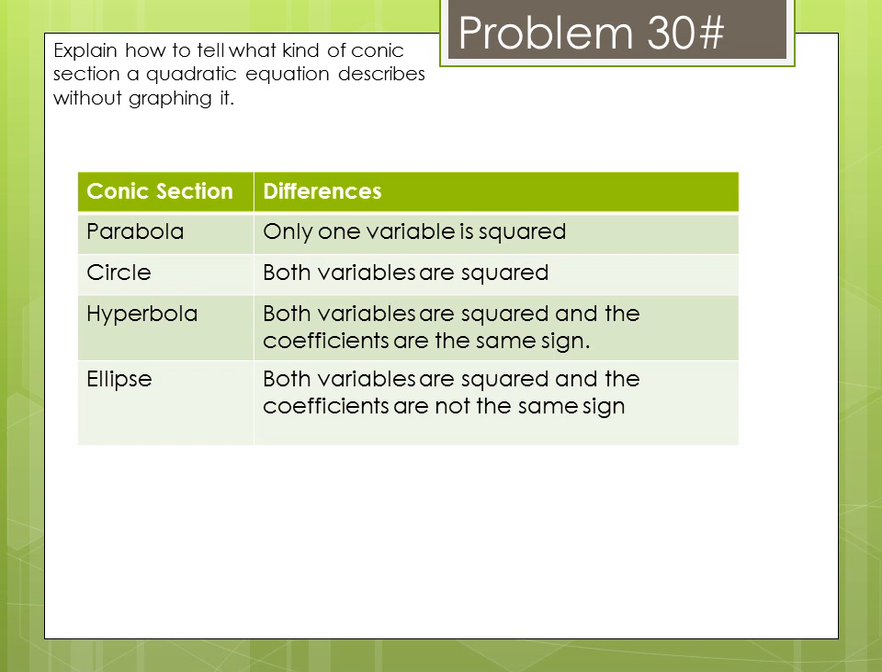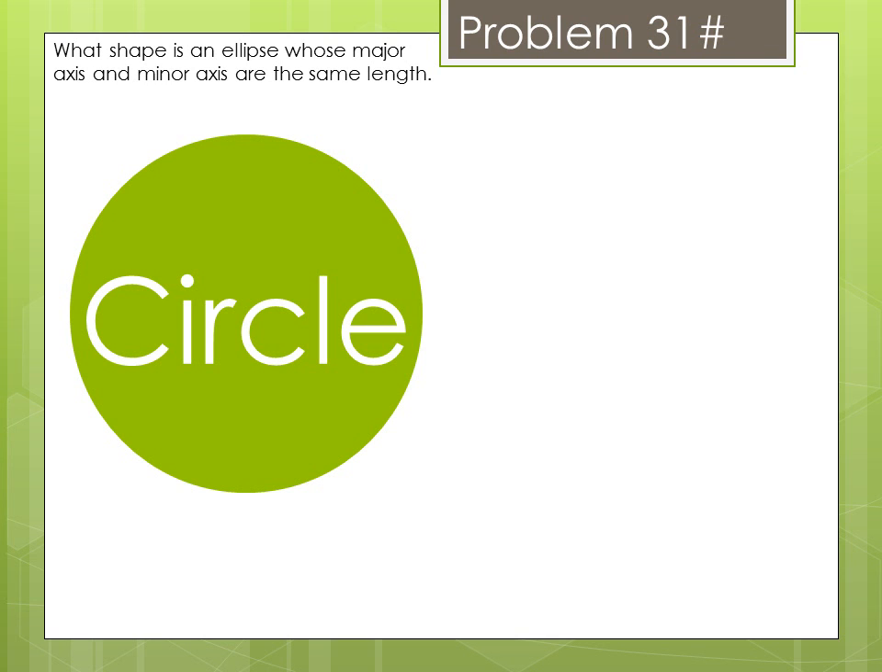So here's how you can tell what kind of conic section a quadratic equation is without graphing it. In a parabola, only one variable is squared, while in a circle, both variables are squared. In a hyperbola, both variables are squared, but the coefficients are not going to be of the same sign. And in an ellipse, both variables are squared, and the coefficients are of the same sign. An ellipse whose major axis and minor axis are the same length would always be a circle.